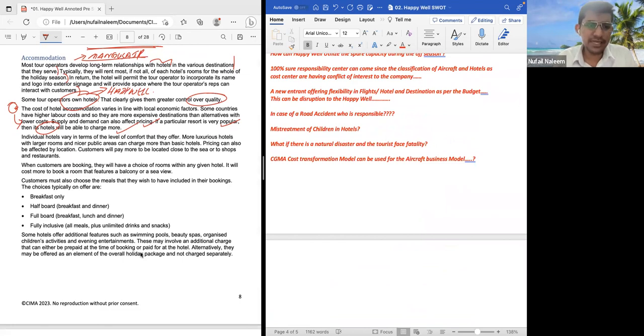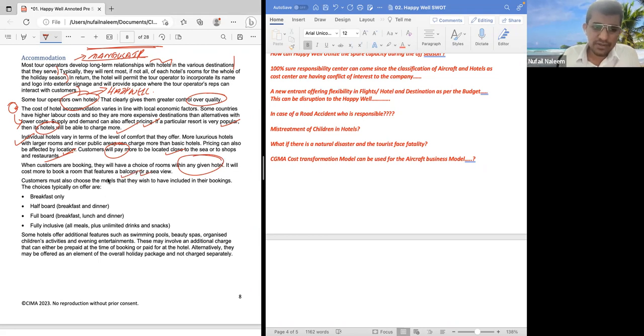Individual hotels vary in terms of level of comfort. They offer more luxurious hotels, larger rooms, nicer public spaces. Basic hotel prices can be affected by the location. Customers will pay more to be located close to the sea, to the shops and the restaurants. These all are value additions. When customers are booking, they have the choice of the room in any given hotel. It will cost more to book a room that features a balcony and a sea view.